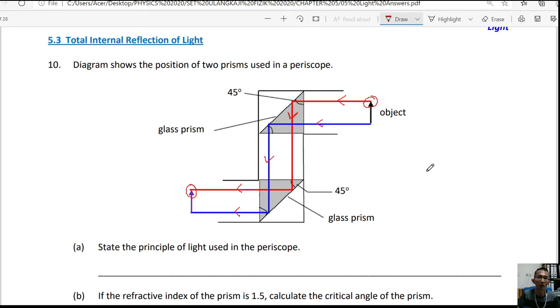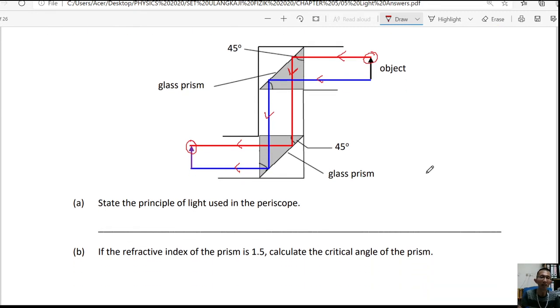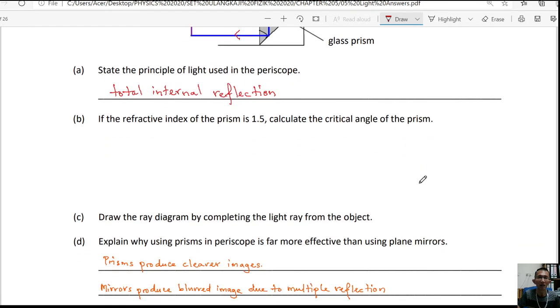Okay, so state the principle of light used in the periscope. That will be total internal reflection. Pantulan dalam penuh.